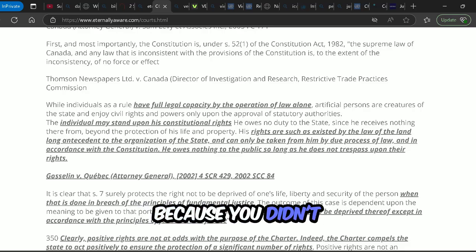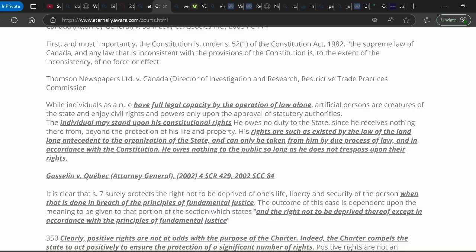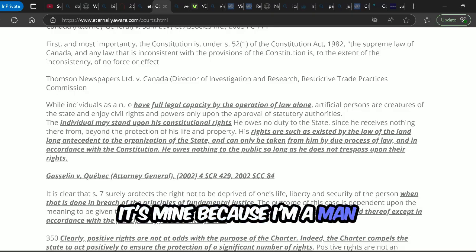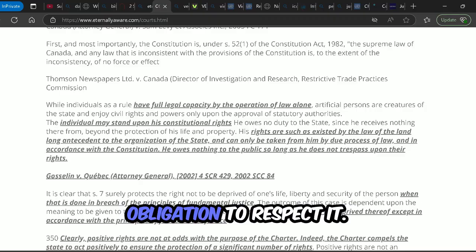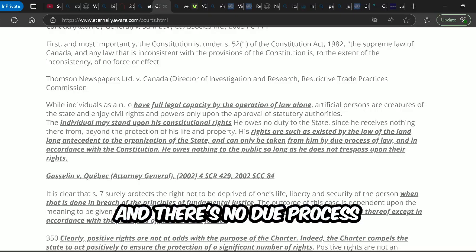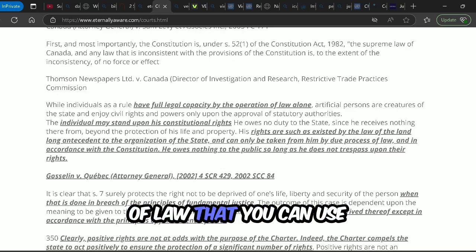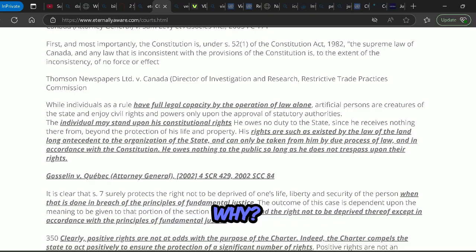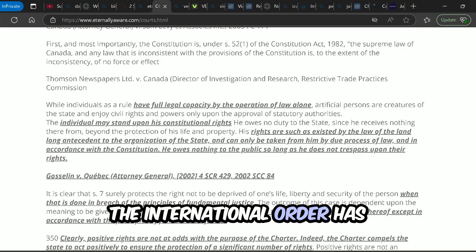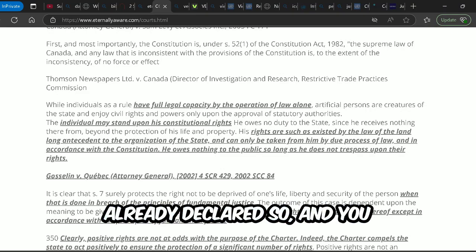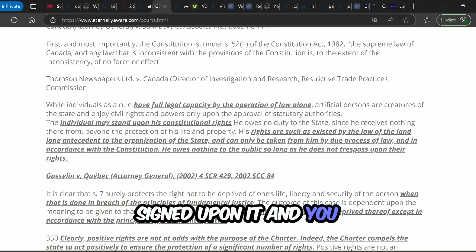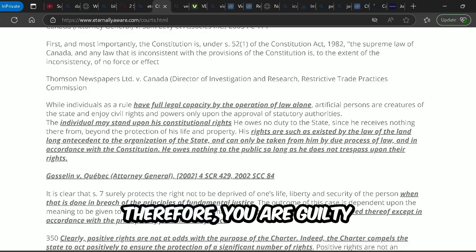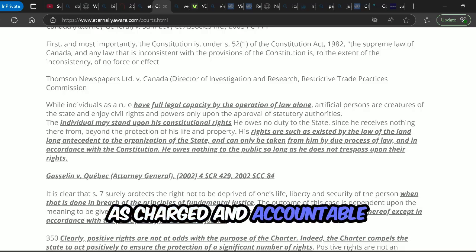Why? Because you didn't give us these rights. You didn't create this right for me. It's mine because I'm a man. And you are under obligation to respect it. And there's no due process of law that you can use to place a limitation or abridgment upon it. Why? Well, because the international order has already declared so. And you signed upon it. And you ratified it. And you took up the obligation. Therefore, you are guilty as charged and accountable before the law.